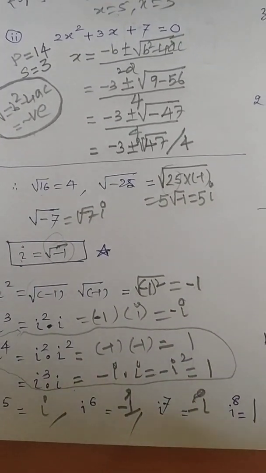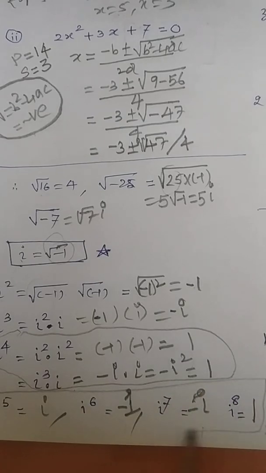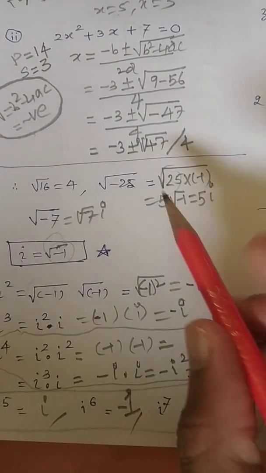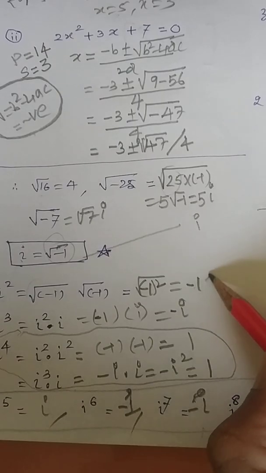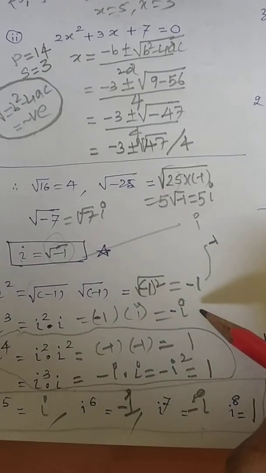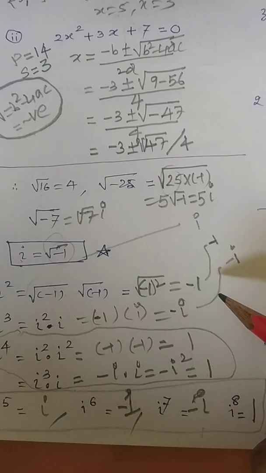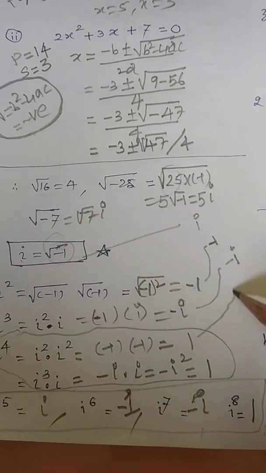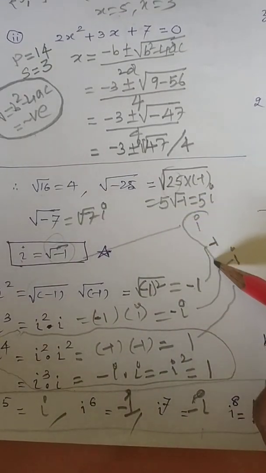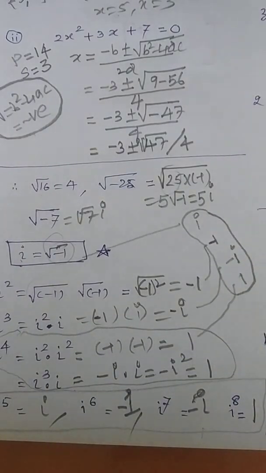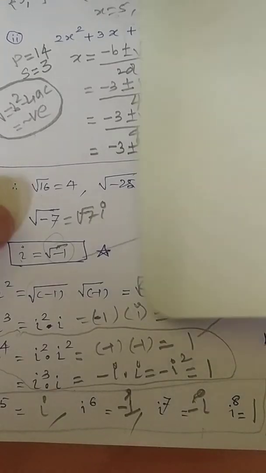So you will get these 4 numbers: i, minus 1, minus i, 1. Whenever you keep on finding i raised to a power, you will get this pattern only. Here also look, it is i, then minus 1, then minus i, and lastly you have got 1. So this pattern always continues. After every 4 you will get the same answer.